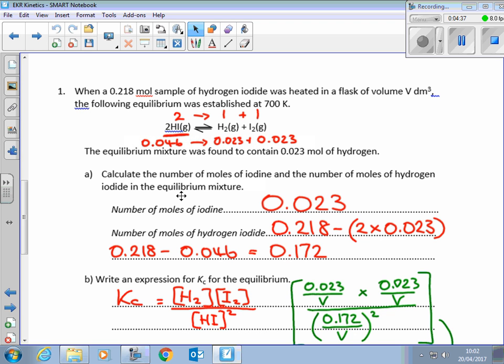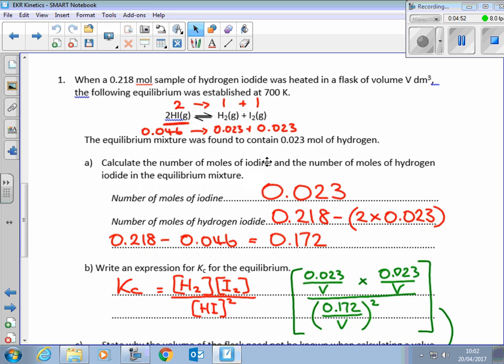The problem that we had was that the starting quantities can be a distraction, can't they? So this 0.218 mole sample of hydrogen iodide is not what reacts. That's what you're given, and some of it reacts and disappears. It's no longer there. It's turned into hydrogen and iodine. What's left is the equilibrium concentration. So the equilibrium concentration of a reactant is the starting quantity minus the reacting quantity.